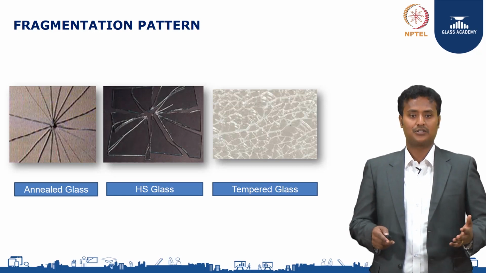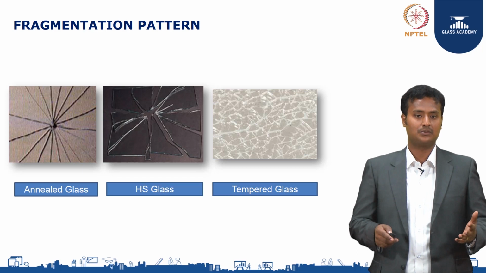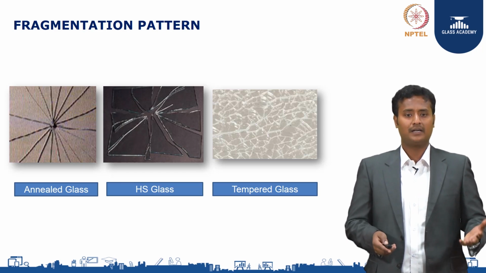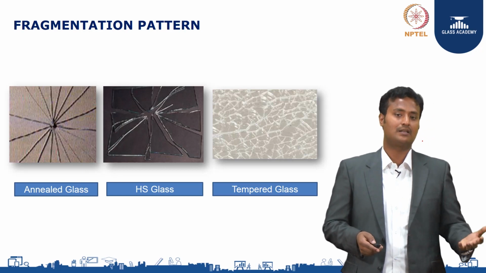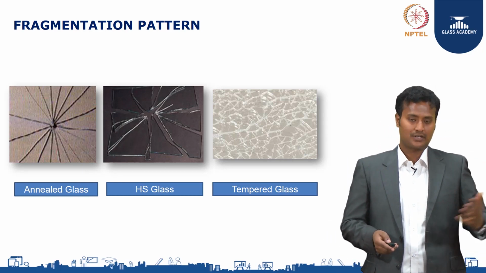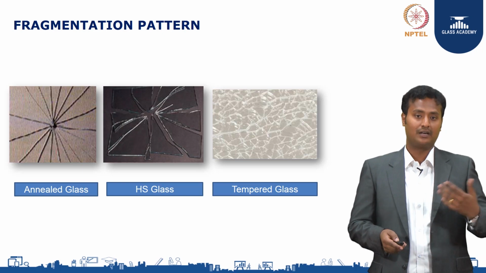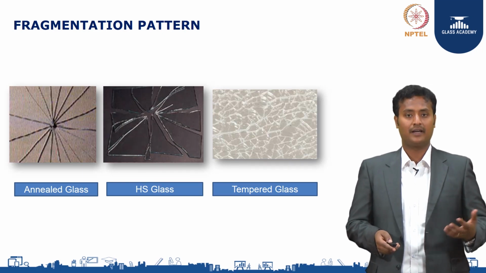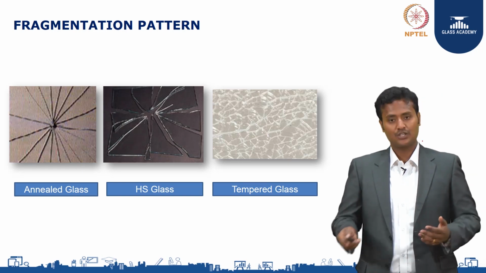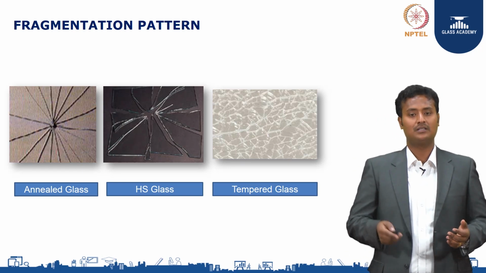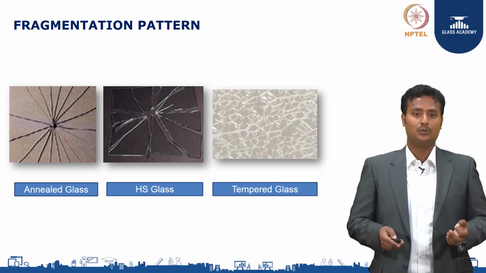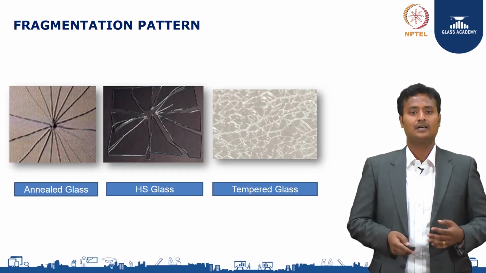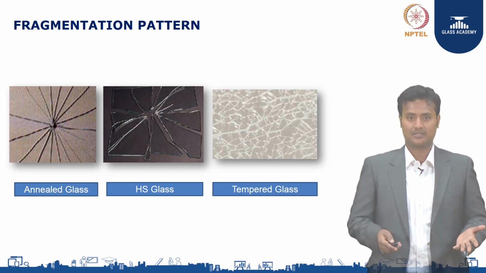The middle picture shows heat strengthened glass. It looks the same as annealed glass when broken, but its strength is twice that of annealed glass. Basically, we are increasing the mechanical strength and the safety aspect of the glass through heat strengthening and tempering. In the third picture, we can see small fragmentations that look like small crystals. That is the fragmentation of tempered glass.